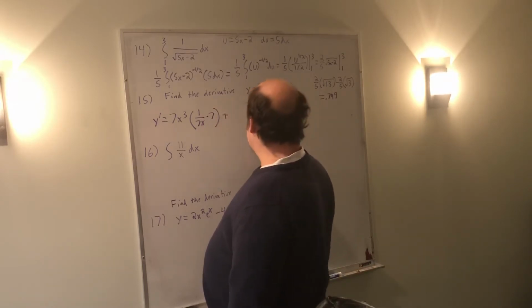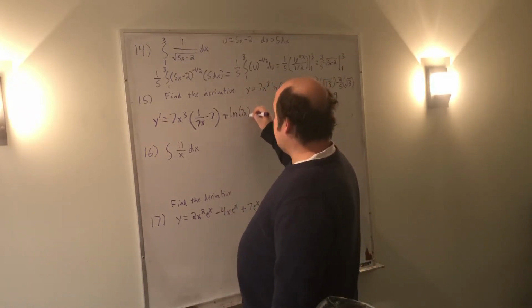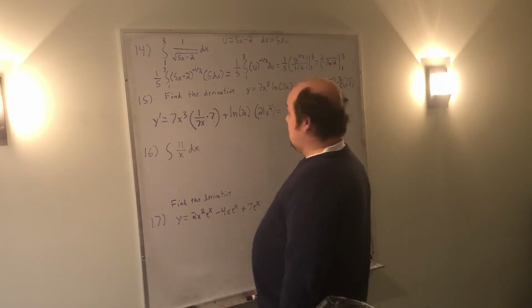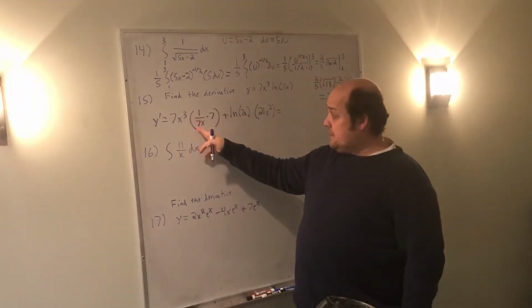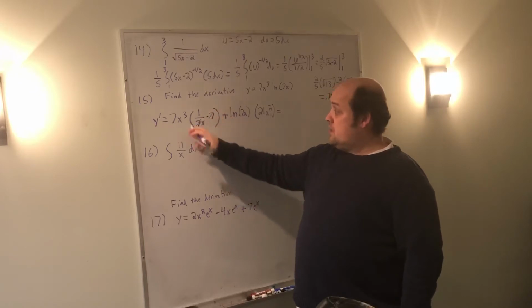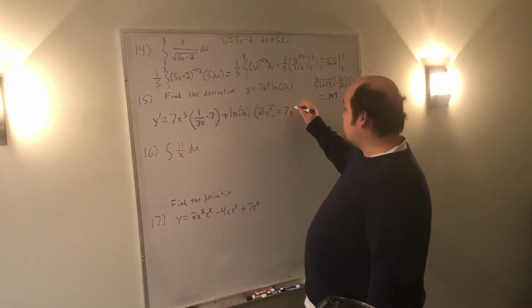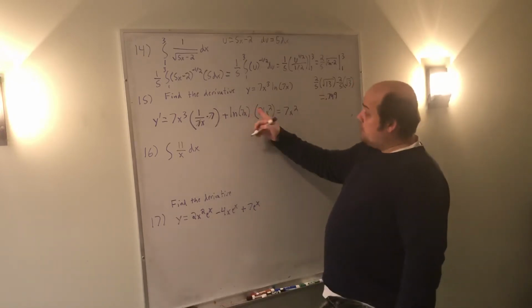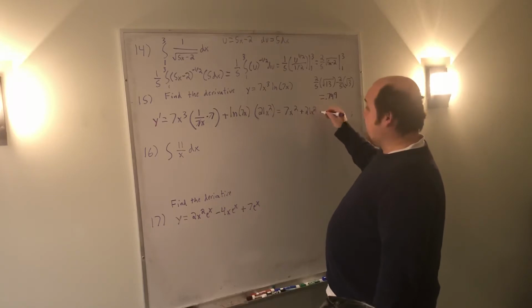I add to that second times derivative of first: ln 7x, times derivative of first, 3 comes down, 21x squared. Cleaning this up a little, this 7 on top and this 7 on bottom are going to cancel. So it just becomes 7x cubed divided by x, which is 7x squared. Here I can only take the 21x squared to the front, and I have to leave the ln of 7x.